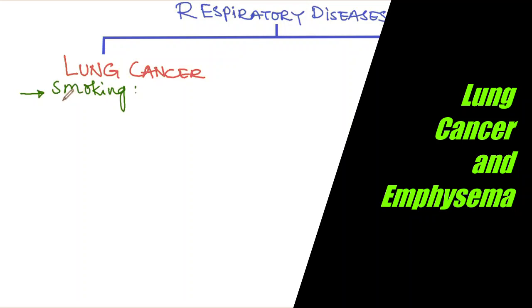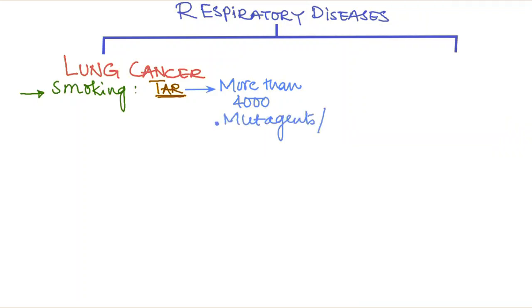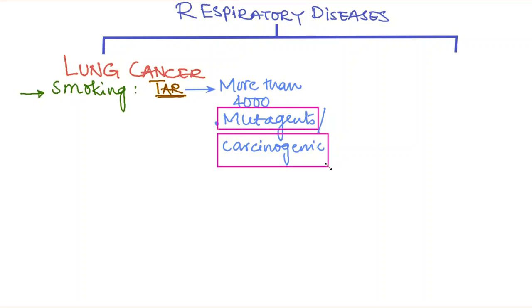The cigarette smoke contains a dark brown colored substance called tar. Tar is actually a mixture of more than 4,000 different chemicals, and most of these are mutagens, also called carcinogenic. Mutagen means a mutation causing agent, and this mutation can result in development of a tumor inside the lung tissues. They are also called carcinogenic, meaning cancer causing chemicals.